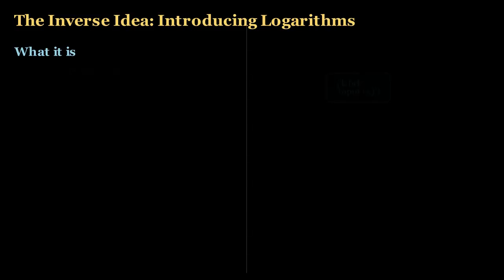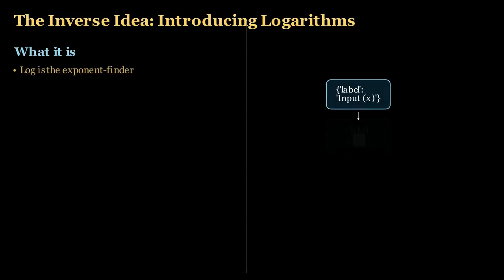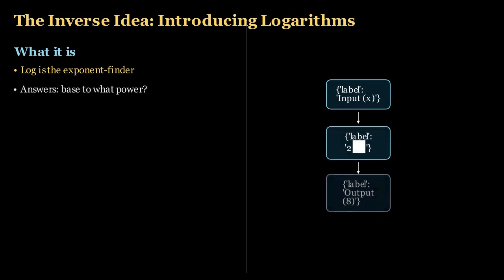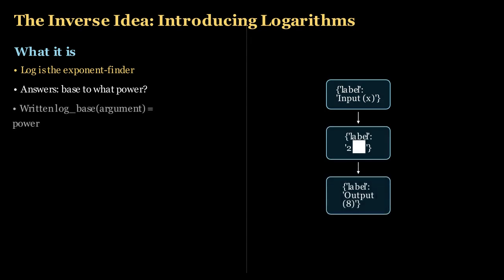Imagine you have a secret code machine. You put in a number, it raises 2 to that power, and out pops the answer. You know the answer is 8, but you forgot what power you put in. You need a rewind button. That rewind button is a logarithm.